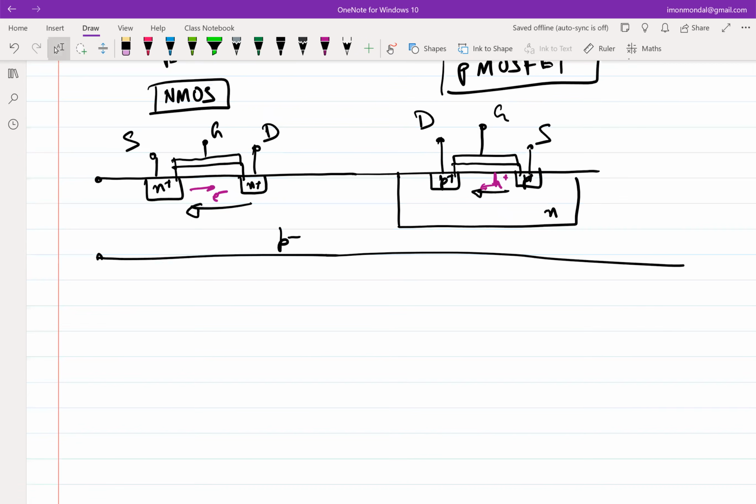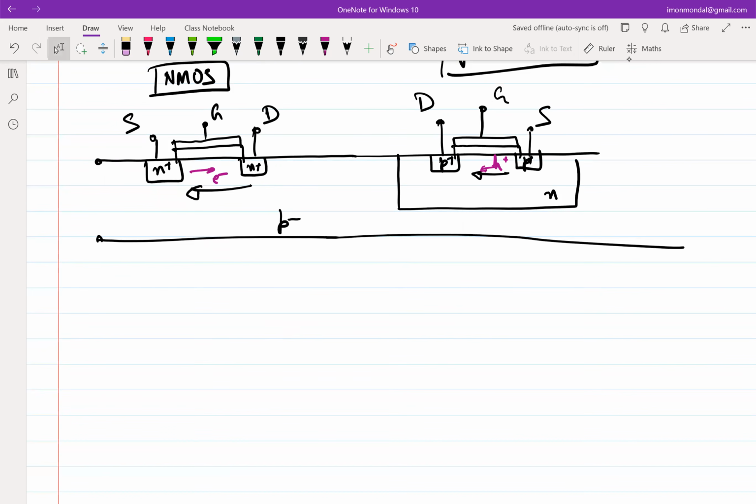So from the electrical perspective, not from the making of the device perspective, fundamentally nothing has changed. Just that in case of NMOS, my current equation was IDS, that is the current flowing between drain and source. I'm writing for only the saturation part, mu n Cox.